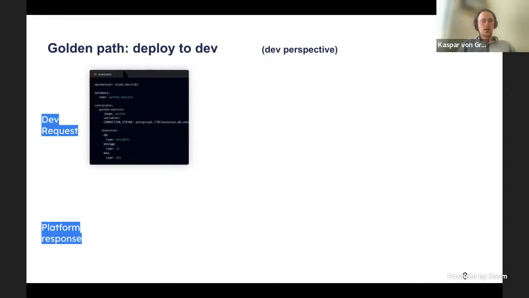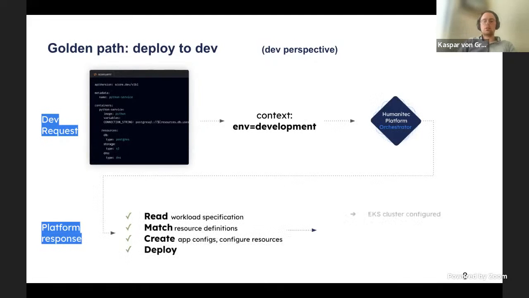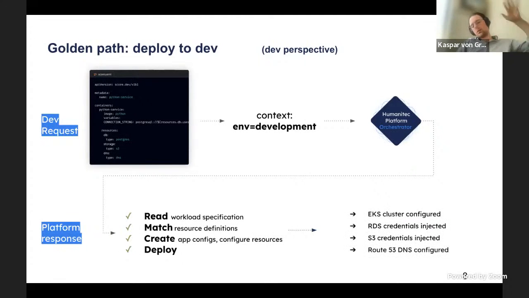We have our normal workload specification here, as always, and we're now actually getting the context. The context in this case, as you guessed correctly, is derived from the tag. The environment equals development. This hits the orchestrator. The orchestrator does read, create, deploy. And then we have our cluster configured, RDS, everything wired, everything injected, everybody's happy.